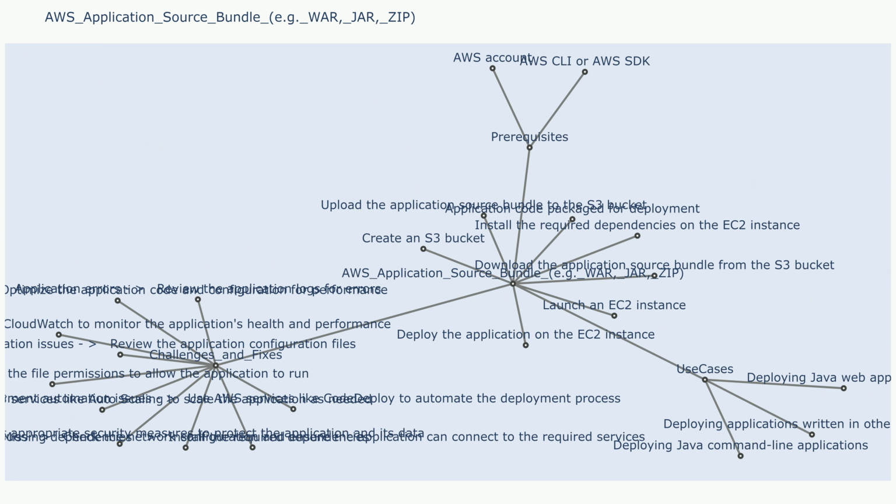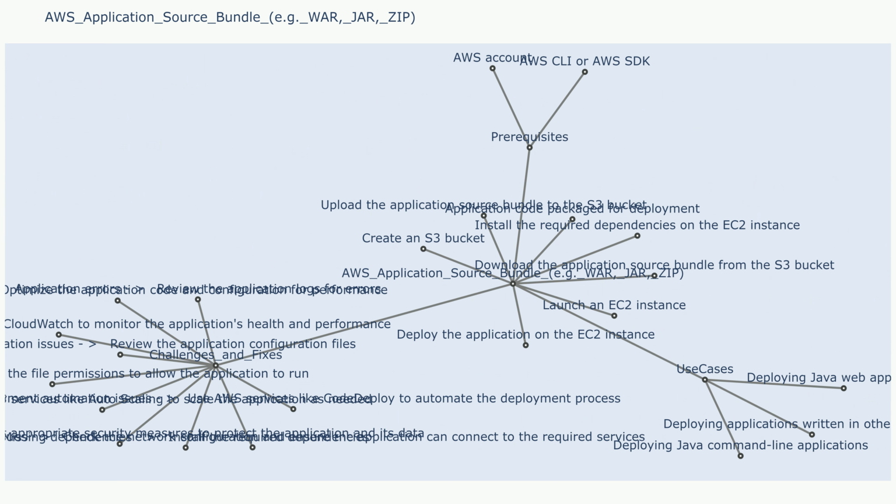Download the application source bundle from the S3 bucket. Download the application source bundle from the S3 bucket to your EC2 instance using the AWS CLI, SDK, or a command line tool like curl. Deploy the application on the EC2 instance depending on the application type. You might need to unzip the source bundle, configure the application, e.g., modify configuration files, and start the application, e.g., start Apache Tomcat.